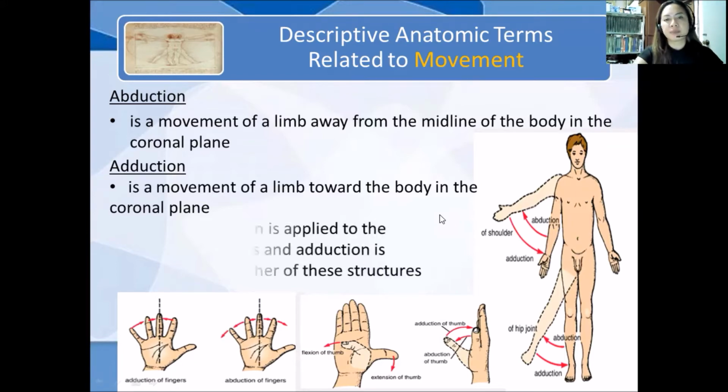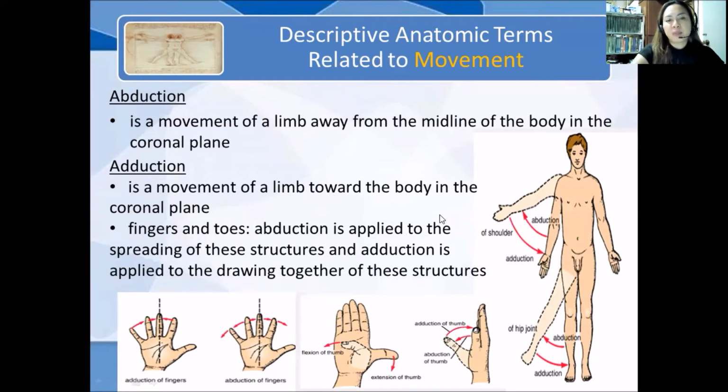Okay? So, for example, your fingers and toes. If you say abduction, it is applied to spreading. You spread your fingers, that is abduction. Okay? While adduction is applied to the drawing together of these structures. So, pag ganyan, pag away, that is abduction. Pag ganyan, that is adduction.